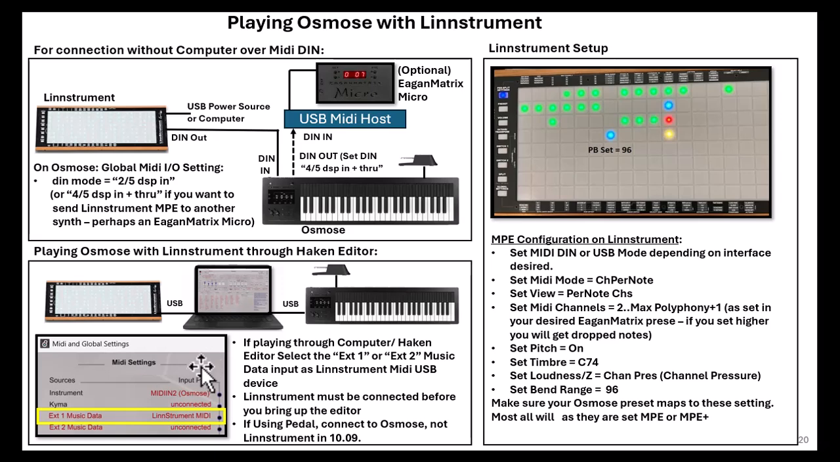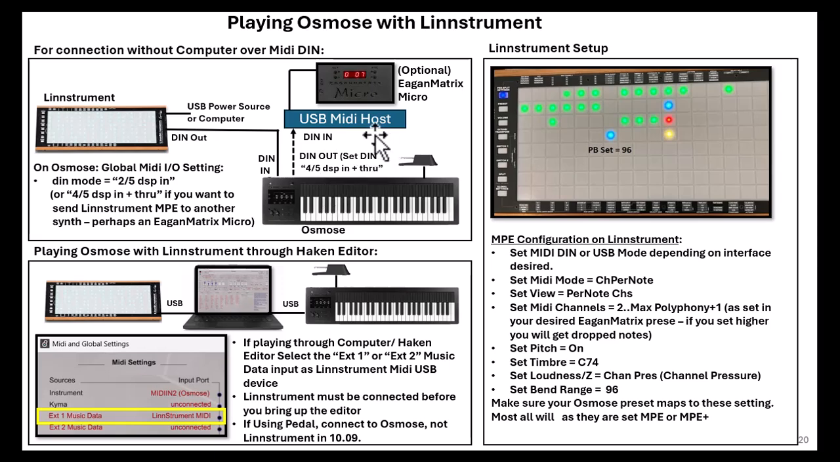Finally, we can play Osmose with an instrument. In this case, you can hook up your instrument to the DIN in of the Osmose. Set that to 2.5, DSP in, which you need to set if you're playing the sound engine on the DIN. If I want, I can send the DIN output to another device.